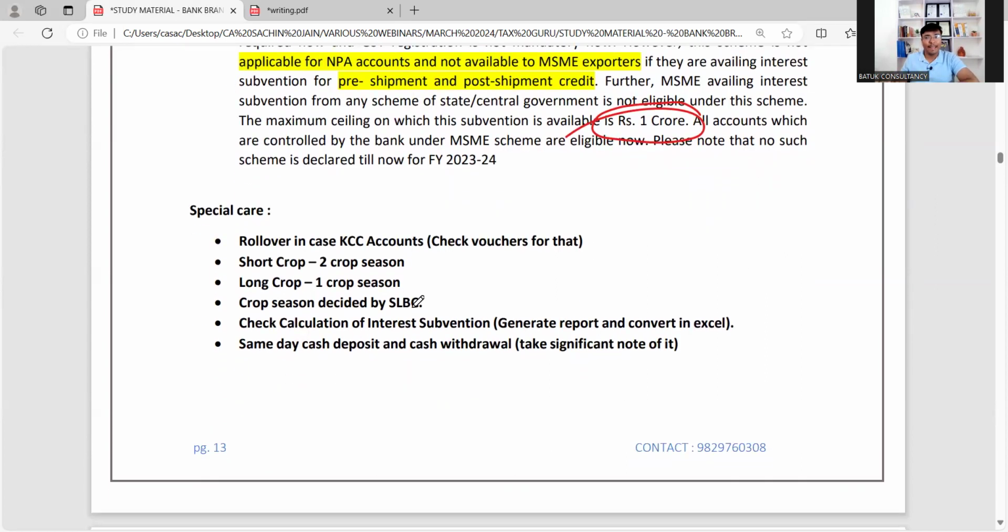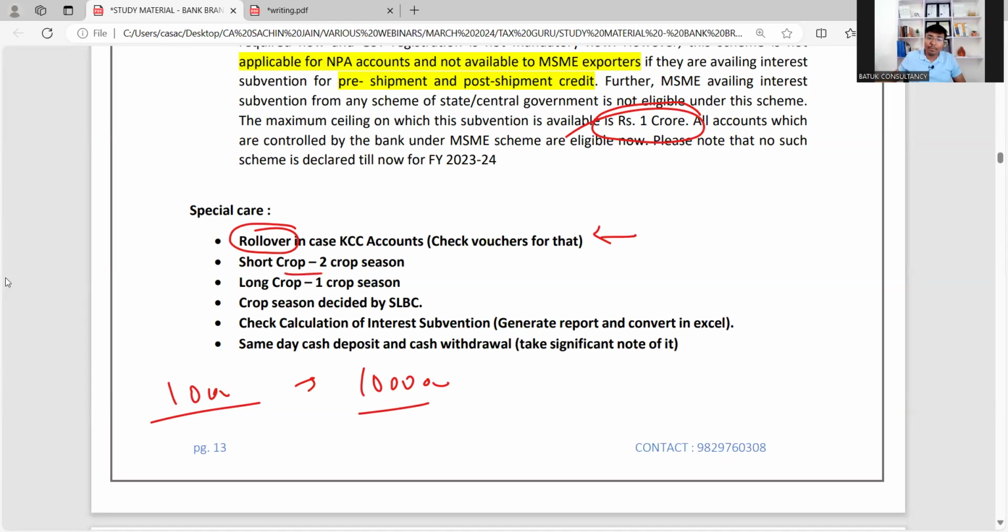Special care. In case of a KCC account, the most important thing is the rollover. This is the most important thing. Rollover plays a very important role, because many times they show an entry of 1 lakh rupees as a deposit and the same day withdraw 1 lakh rupees. Same day deposit, same day withdrawal. That is what is called rollover. The farmer may not even have come to the bank, and the banking staff has done the rollover himself. This is a very serious situation, and in this regard we need to put a remark in our audit report.